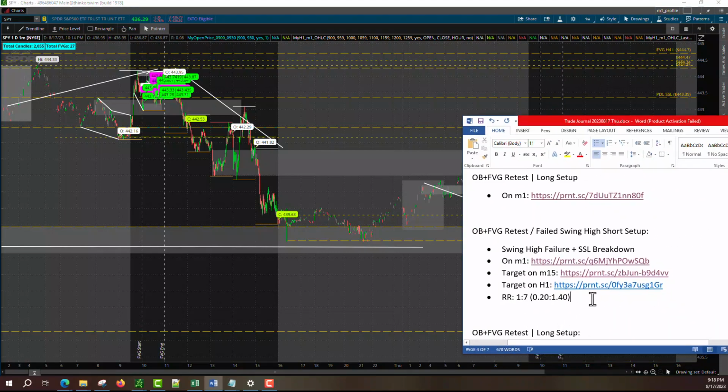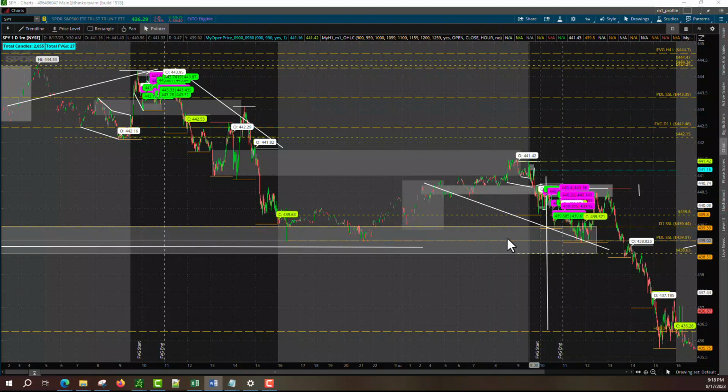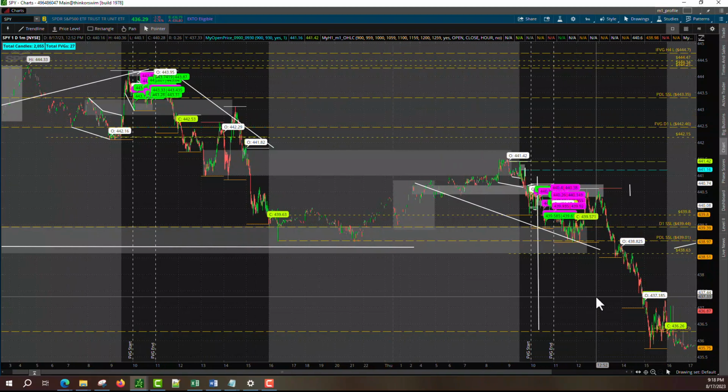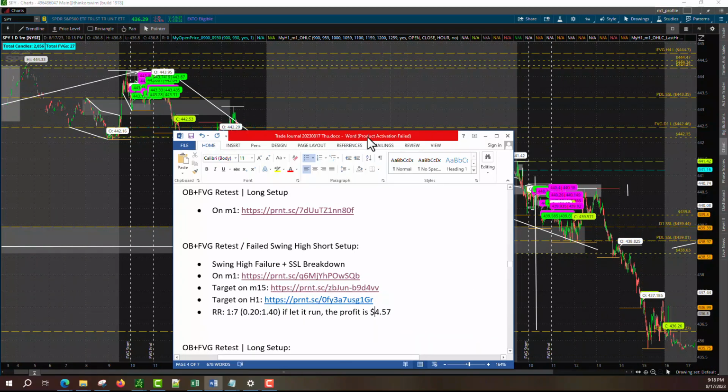This is the initial target right there. But if you let it run, the profit is $4.57 right there. Man, look at that right there. That's a beautiful trade there.